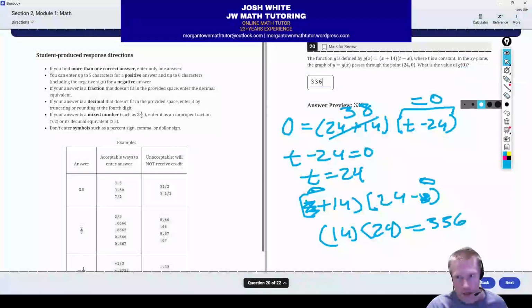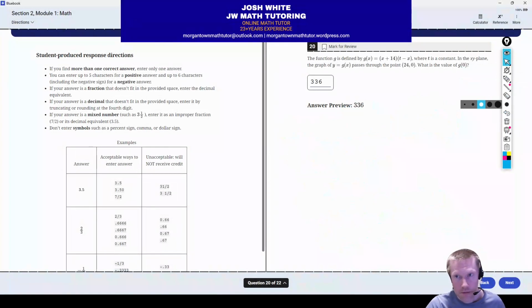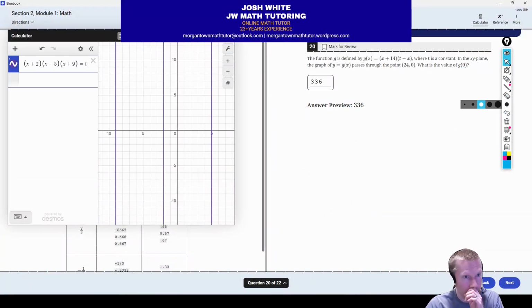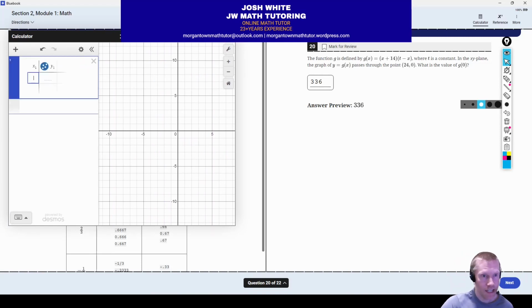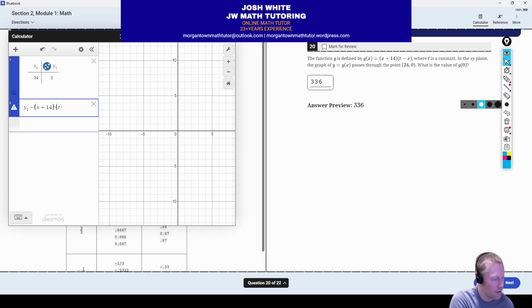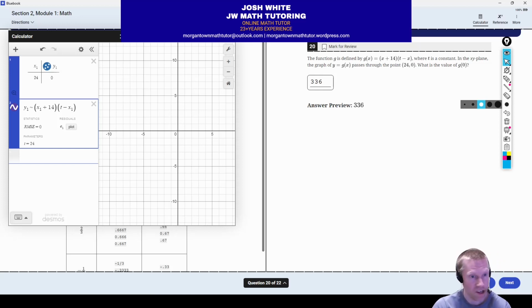Here's how you could solve this entirely in Desmos. So we bring up the calculator. Okay, so all I'm going to do is use Desmos to find t. And the way I'm going to do that is I'm going to put the points that I have into a table. And then I'm going to do, technically, a quadratic regression. I'm just going to type exactly what I have here. Oh, it needs to be x1, okay. So this just spits out to me, okay, t has to be 24.